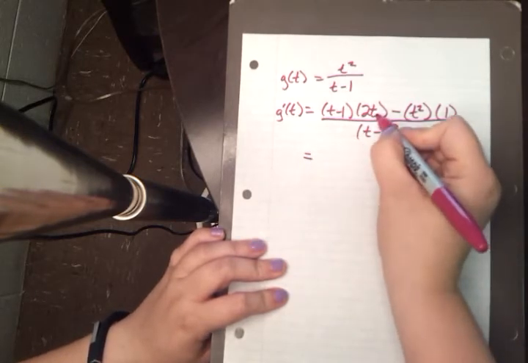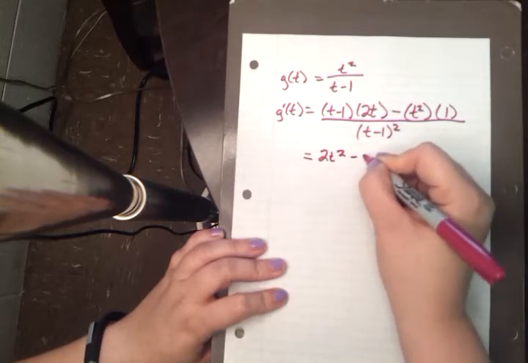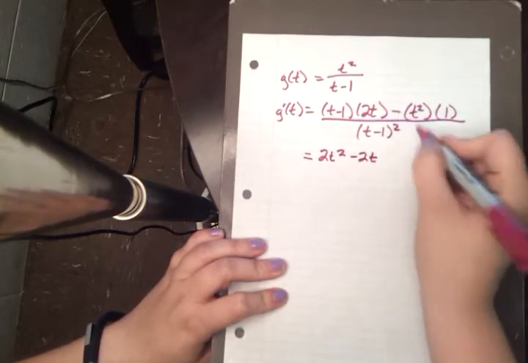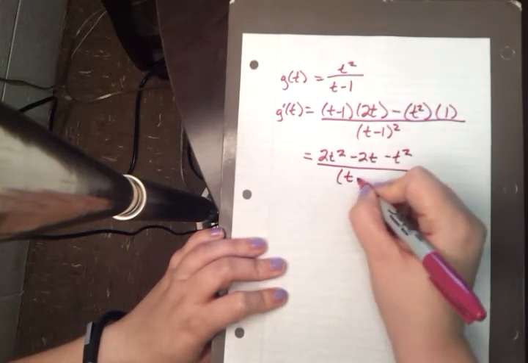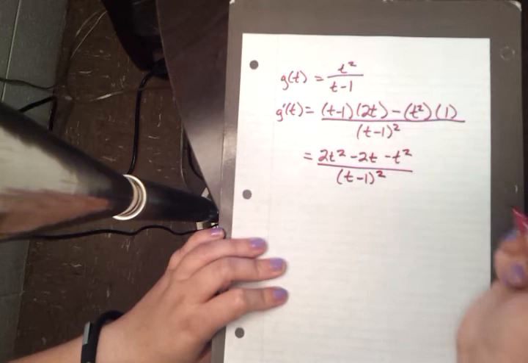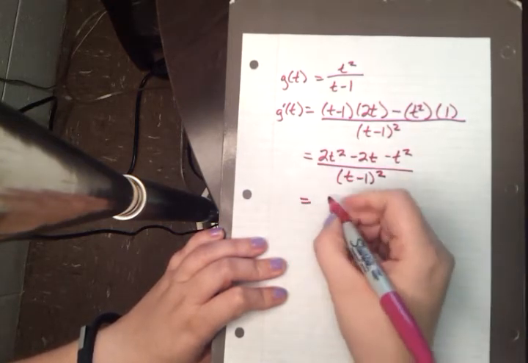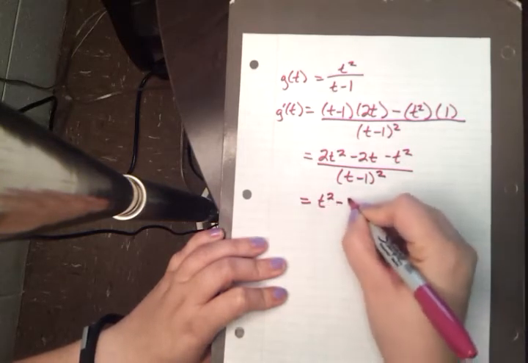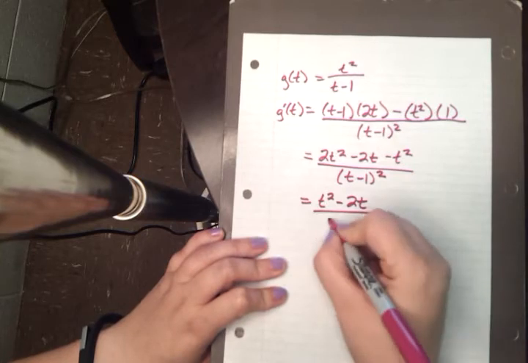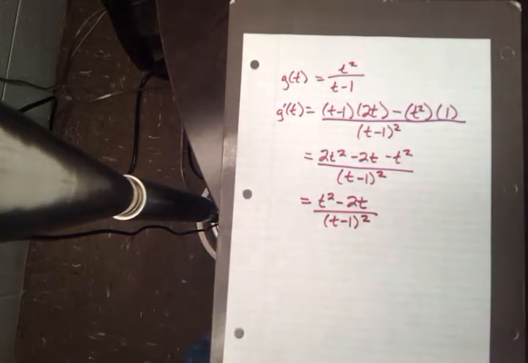I'm going to distribute this 2t. That's going to give me 2t squared minus 2t minus t squared, and that's over t minus 1 squared. Okay? I can simplify that even further because I have two t squared terms. So that's going to give me t squared minus 2t over t minus 1 squared. Okay, you've got a choice now. Yeah, this is pretty simplified.